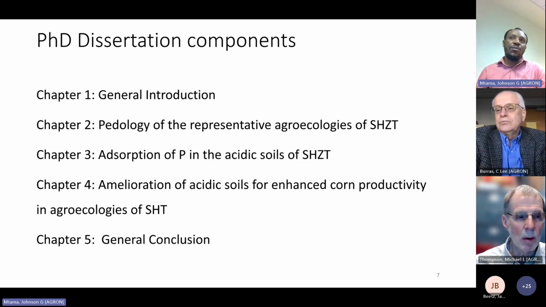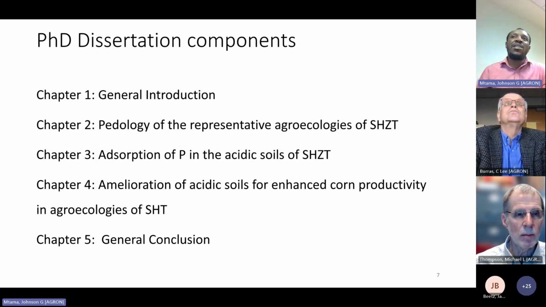So today's talk is going to focus on chapter 4 about the amelioration of acidic soils for the enhanced corn productivity in Southern Highland Zone of Tanzania. And I'm going to talk about just one component in that chapter, which is about liming requirement for the acidic soils of Southern Highland Zone of Tanzania.